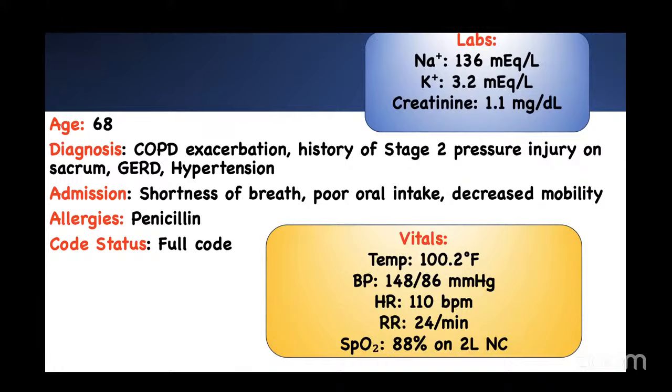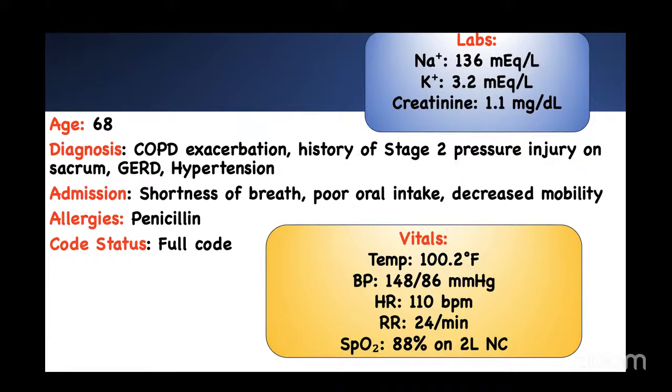And these are the lab work. You can see the sodium is borderline, but still normal. Potassium is 3.2 and creatinine is 1.1. A 68-year-old patient with a bunch of medical problems. These are all chronic diseases. This is the reason why the patient was admitted: shortness of breath, poor oral intake, decreased mobility. You can start thinking, an older patient with all these problems, something is not right. What do you think we should be thinking about?